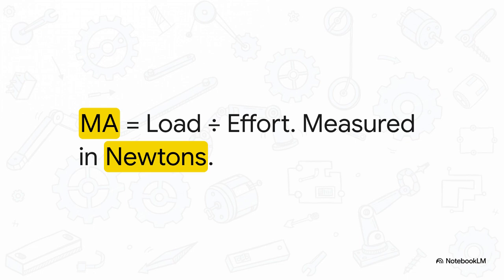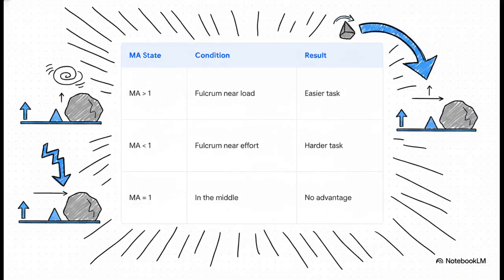Mechanical advantage, or MA, equals the load divided by the effort. Oh, and a quick note, both the force you put in and the load you're lifting are measured in a unit called newtons. This brilliantly illustrates the 3 possible states of our lever. Think of it as 3 different behavioral moods.